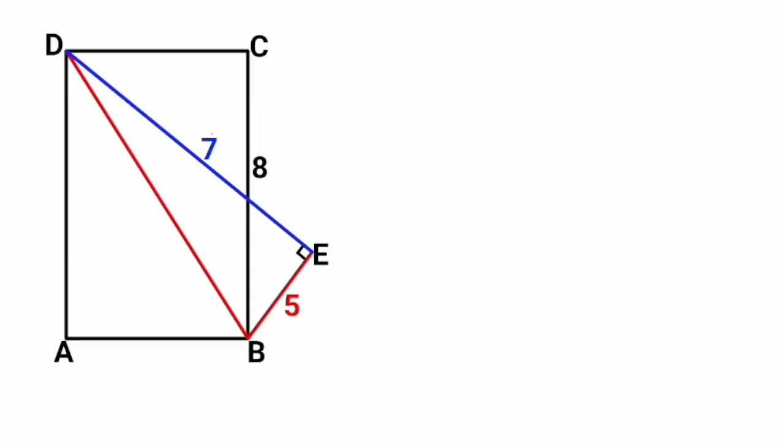Have you ever wondered how geometry can be both challenging and fascinating? Well, today, we're diving into an intriguing geometric problem that will put our skills to the test. In this problem, we have a rectangle labeled ABCD, and a right triangle labeled DBE, as shown in the figure. DE is given as 7 units, BE as 5 units, and BC as 8 units. Our goal is to find the area of rectangle ABCD.